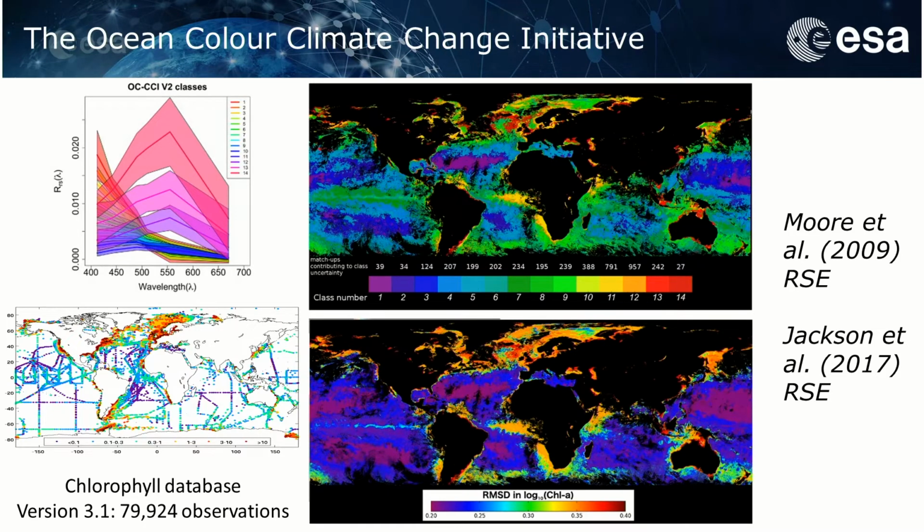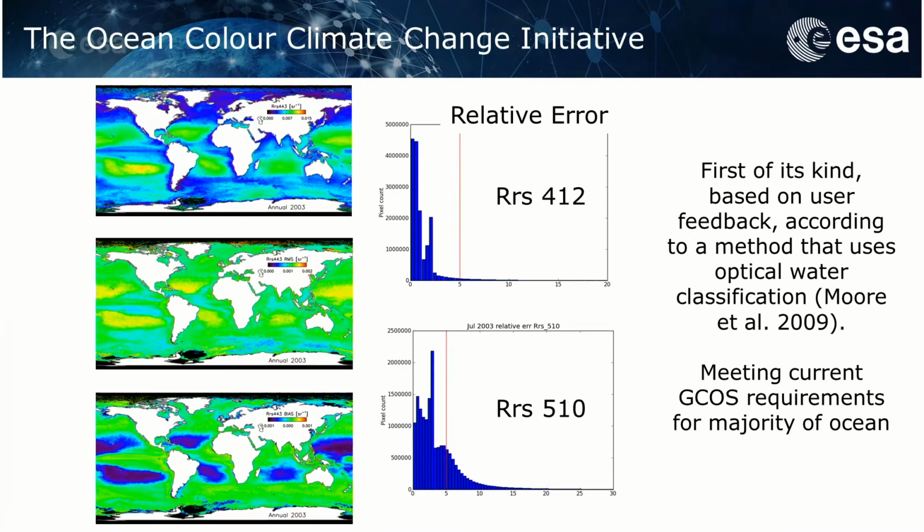And so with these matchups, we bin the data into dominant optical water types and compute the errors in each of those optical water types. We can then reweigh those errors and produce pixel-by-pixel errors at a global scale, which is an example here. So here we have our dominant optical water type. In reality, each pixel has a membership, and we weigh the errors according to the membership in order to produce a map like this.